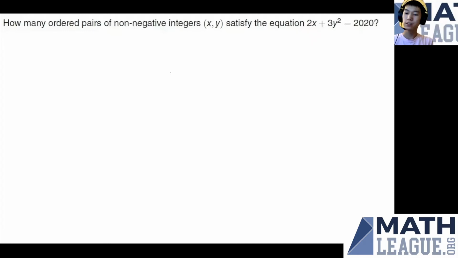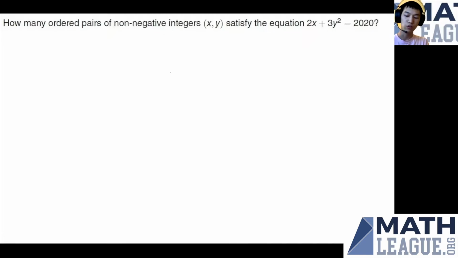It's a middle school test, and it's the last question on the team round. So you'd expect it to be pretty difficult, but not quite. So what do we have here? We have: how many ordered pairs of non-negative integers x, y satisfy the equation 2x plus 3y squared is equal to 2020? This is just a simple counting problem, right? You just want to count the total number of non-negative integers that satisfy this.